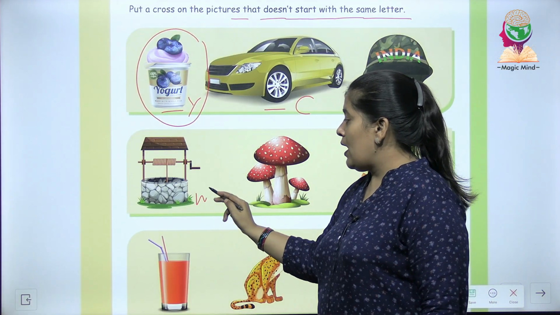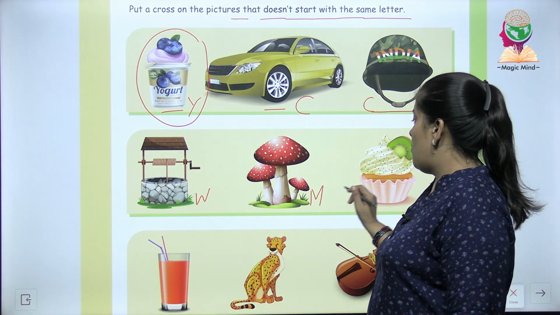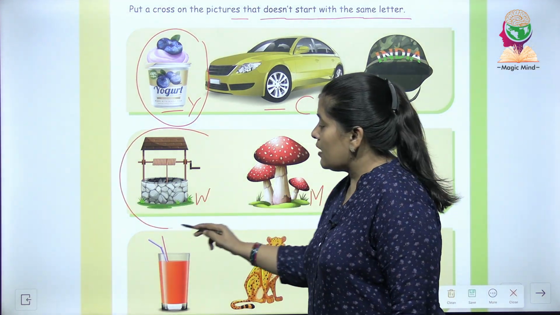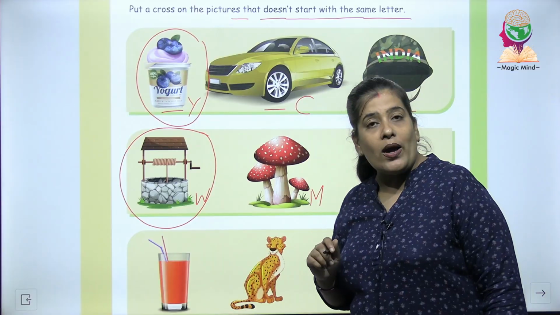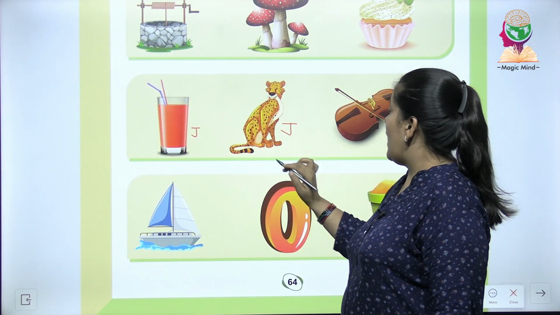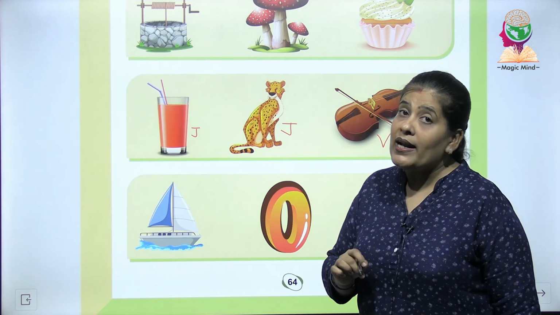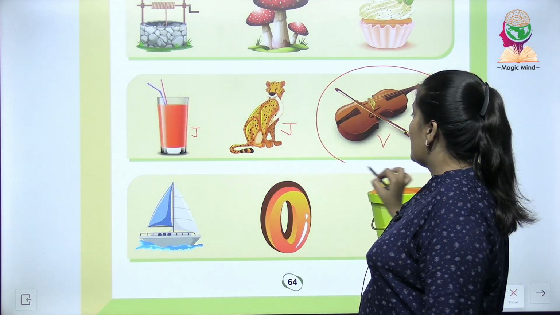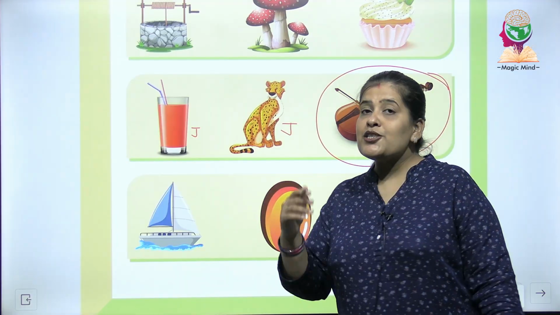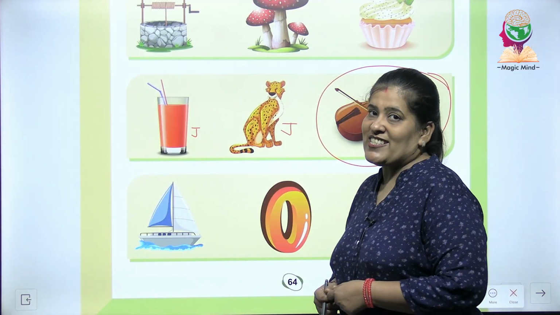W for well, M for mushroom and M for muffin. So we will make a circle on W for well. J for juice, J for jaguar and V for violin. So we will make a circle on V for violin. Rest of the part you have to do by yourself.